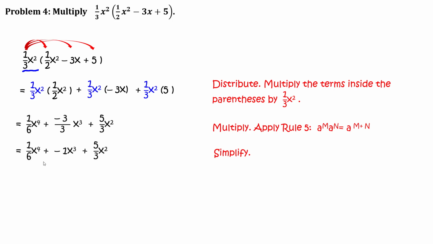I'm going to simplify. 1/6 x to the fourth plus negative 1 times x cubed plus 5/3 x squared. And I'm going to simplify further. 1/6 x to the fourth minus x cubed plus 5/3 x squared. Note that this is a quartic term, this is a cubic term, this is a square term. These are not like terms, so I cannot add them.